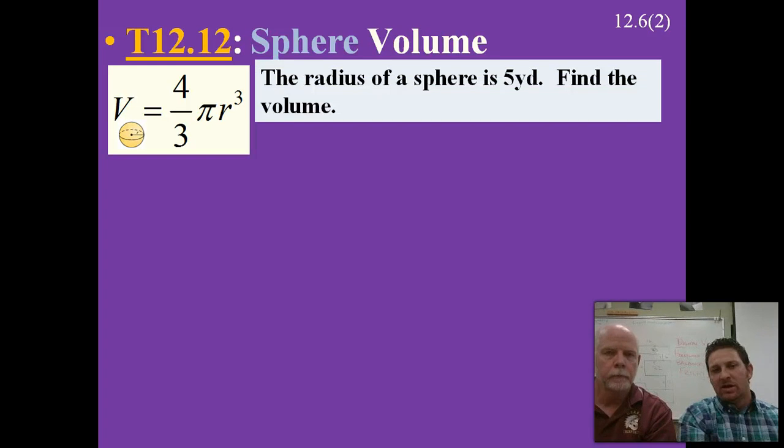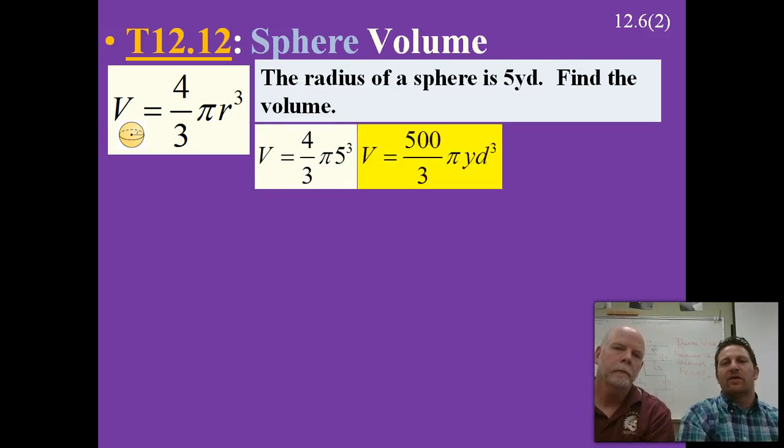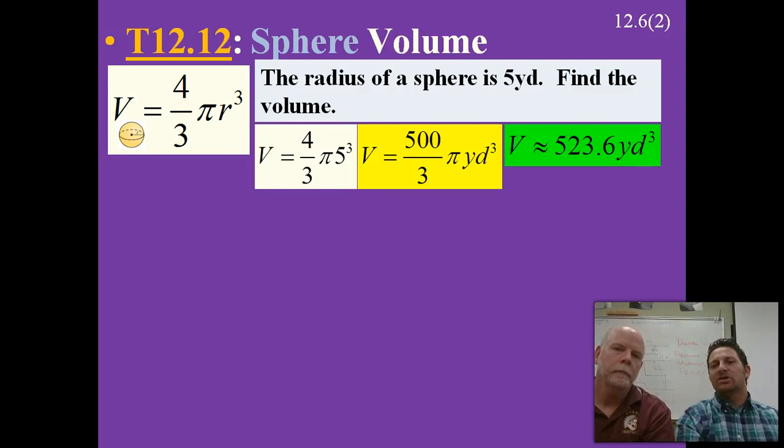So right here, the radius of a sphere is 5 yards. Find the volume. All I'm going to do is go 4 over 3 times pi times 5 cubed, which comes to exactly 500 over 3 pi yards cubed. And then all I have to do is simplify that, so I go 500 divided by 3 times pi, and I get approximately 523.6 yards cubed.